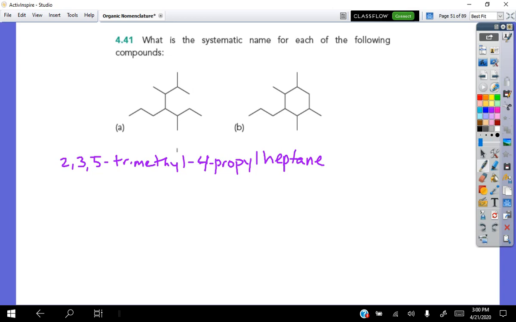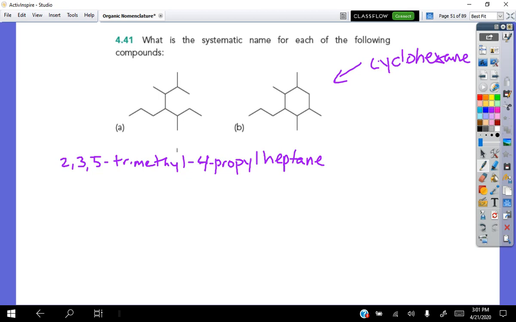In my next one, I have a cycloalkane. That means I have a ring. First thing I want to do is figure out what my ring is. This ring has 6 carbons in it. So I know I'm going to be looking at cyclohexane. Okay. And then when I go to number, I want to number in a way so that I have the lowest numbers possible for all of my substituents.